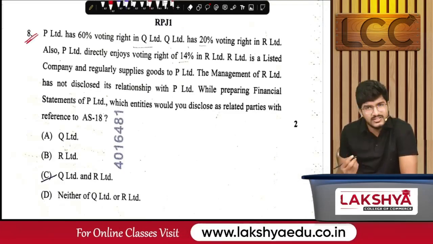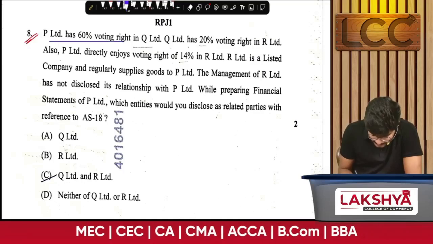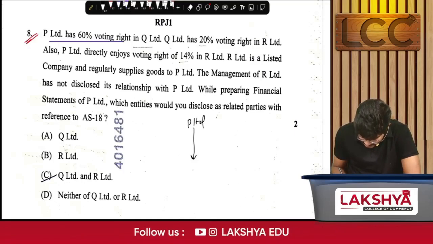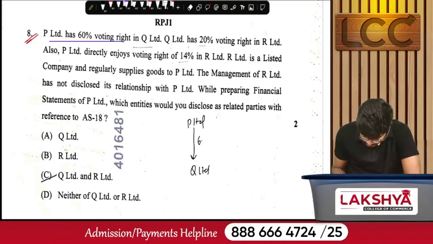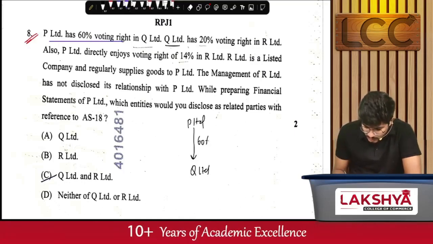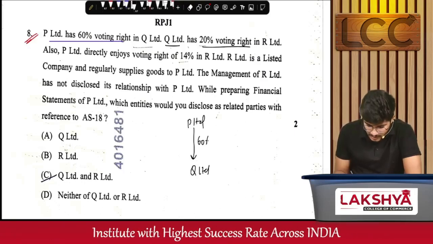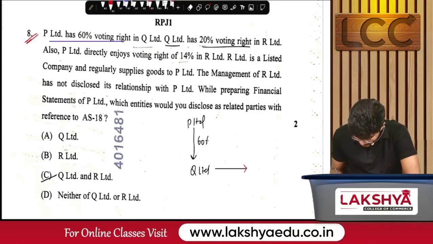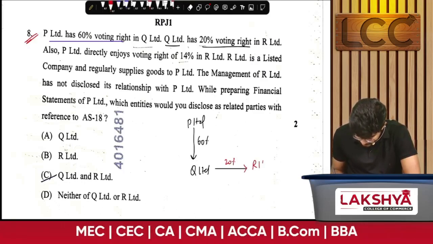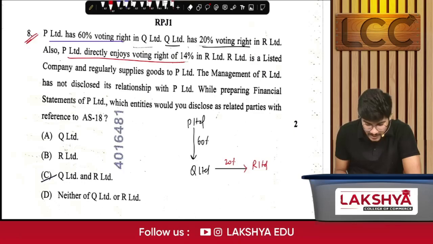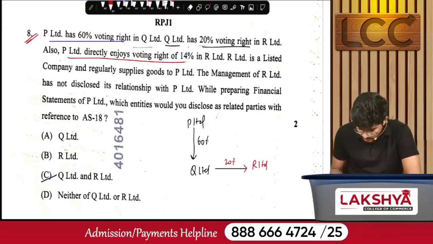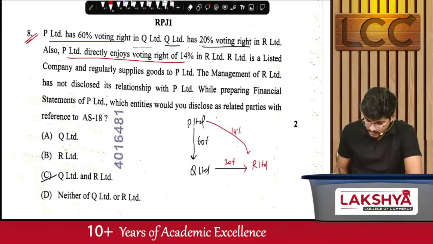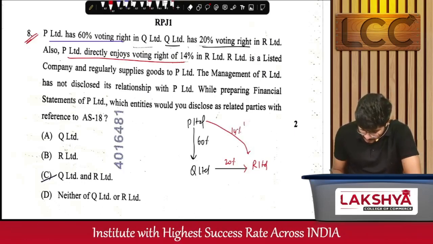MCQ 8. This is a separate MCQ. P Limited has 60% voting right in Q Limited. Q Limited has 20% voting right in R Limited. P Limited directly enjoys a voting right in R Limited of 14%. So 14% is direct investment, and 20% is indirect investment in R Limited.